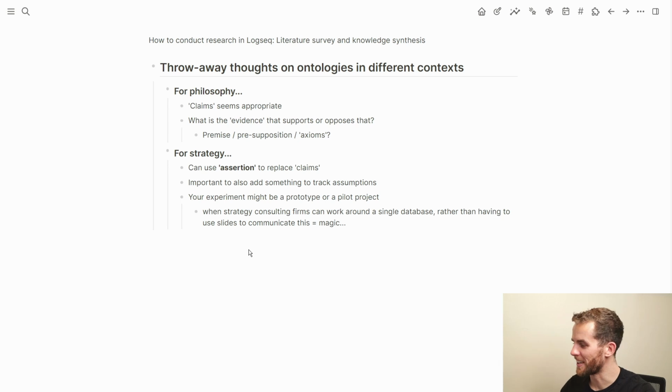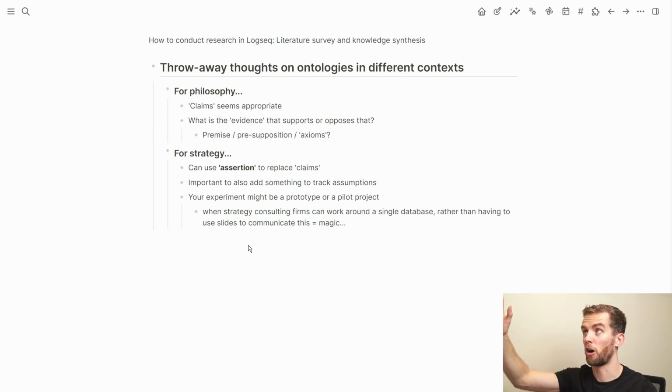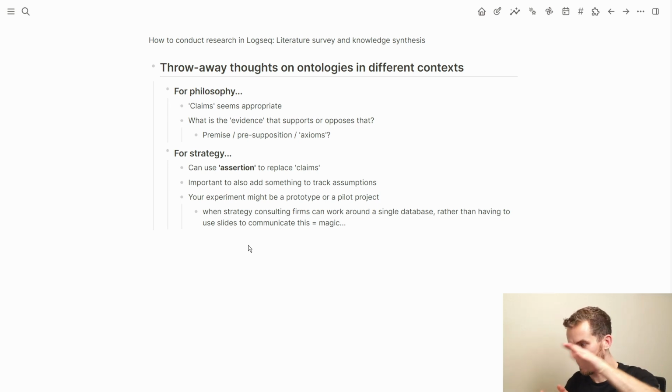And the last point there, which I didn't edit properly, is when strategy consulting firms can work around a single database rather than having to use slides to communicate this, it will become magic. So typically you'll use slides to visually present how you're working through the problem. If, hypothetically, in a future case scenario, you have the discourse graph plugin that looks at your hypothesis, all the different work areas that you're working in, and how different things work together, that'll be amazing.